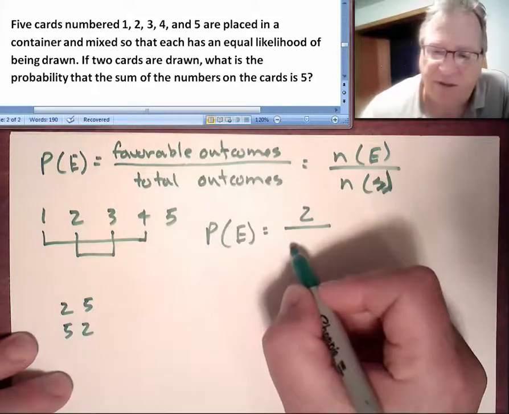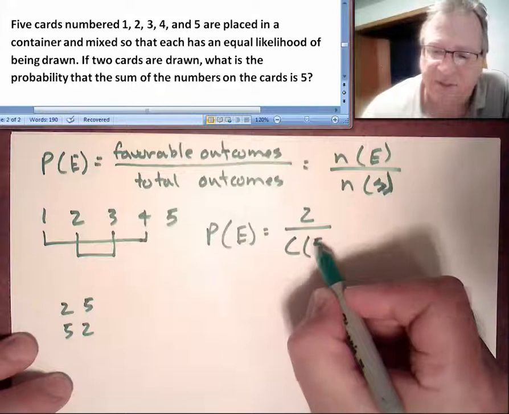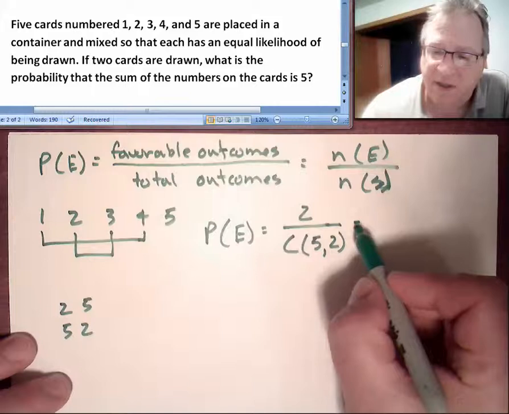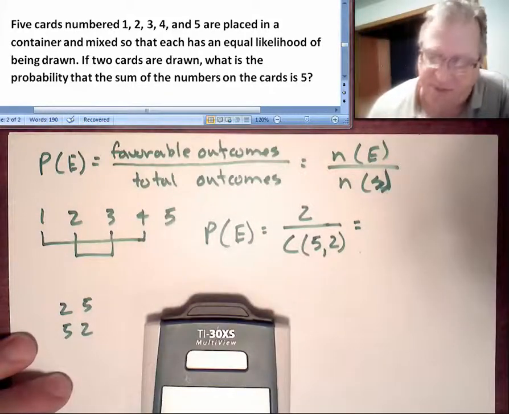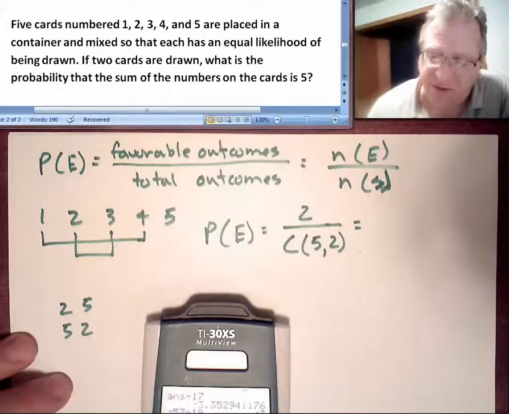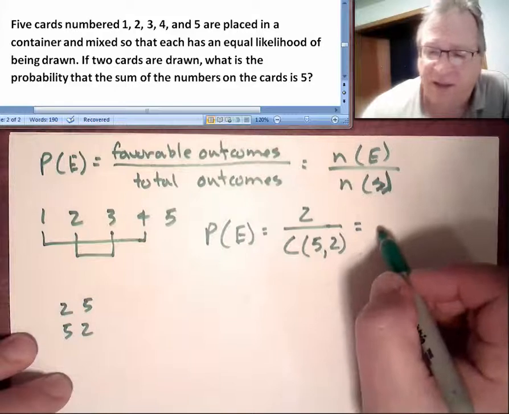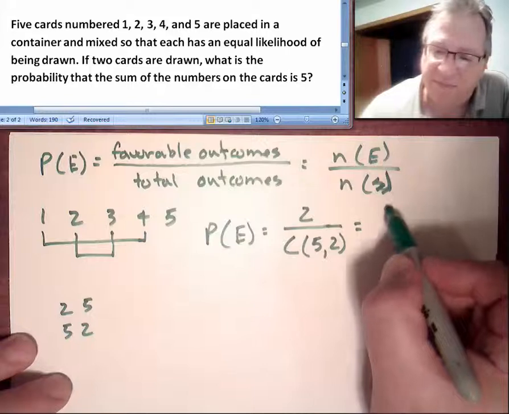And so in our denominator, the total number of outcomes is simply 5 select 2. How many is that? Well, I haven't done that problem, so I'll turn my calculator on quick and do that. 5 probability combination 2, answer is 10. There are 10 ways that we can select 2 cards from among 5.